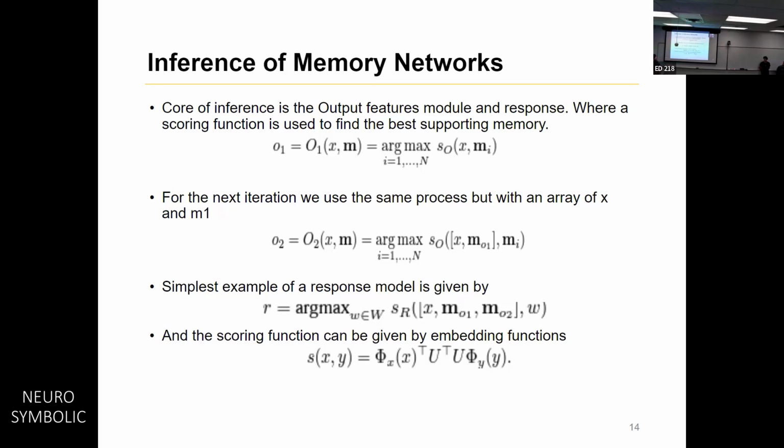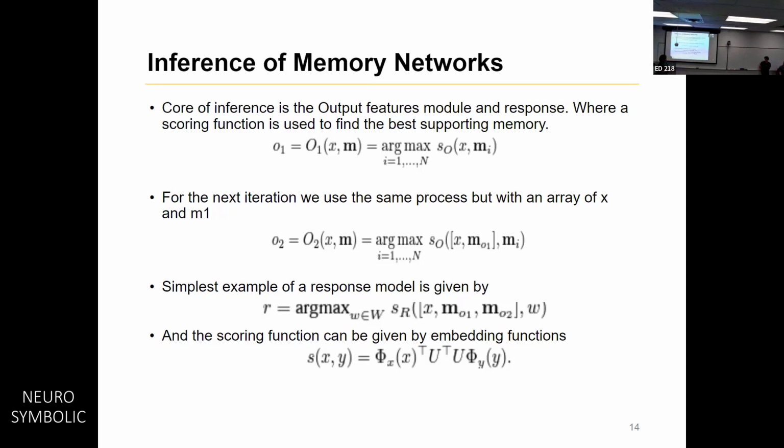And for the next iteration, we can use a kind of recursive function over again for the scoring. And the simplest response again is an argmax with the scoring between the weights and the memories m01 and m02, let's say we have two iterations, for the two iterations and the input.